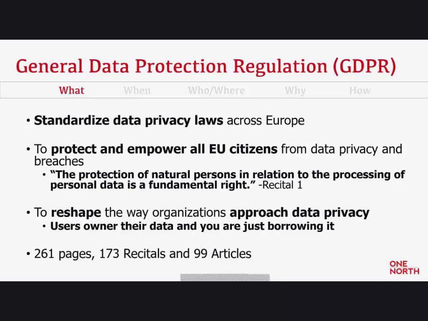It is a 261-page regulation, not that large by regulation standards, and fairly readable, actually. There are 173 recitals and 99 articles. We reference that because we will refer back to them as we go through the presentation.